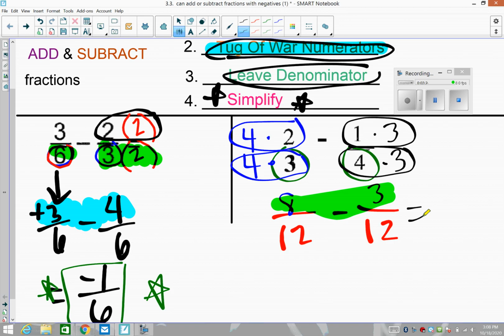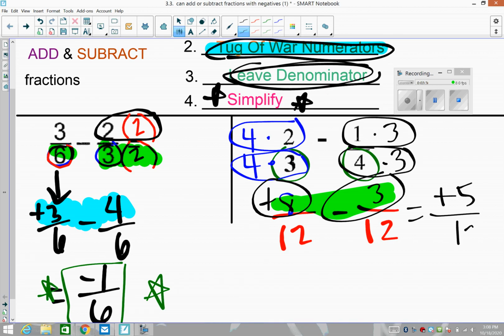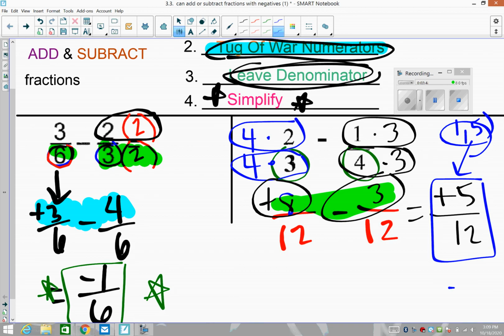Next step says to tug of war the numerators. We have 8 kids on team positive, 3 kids on team negative. So we're comparing these. Who's stronger? Positive. How many extra players? 5. And then leave the denominator. It then says to simplify. But 5 is a prime number, so only 1 and 5 go into 5 as the factors. And none of those go into 12. Well, 1 does, but that doesn't help us. So final answer would be 5/12.